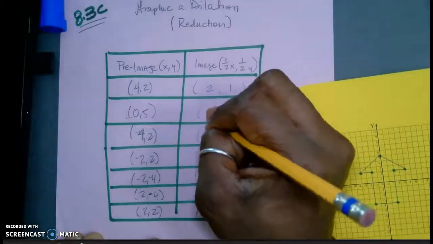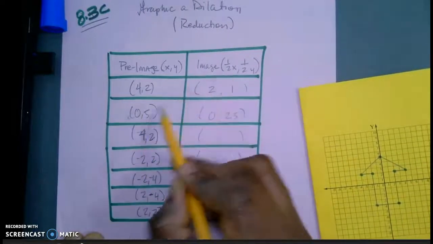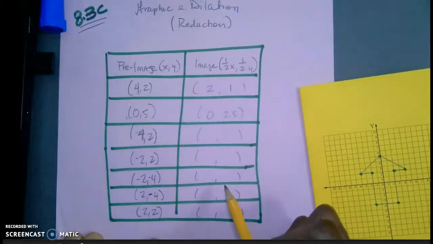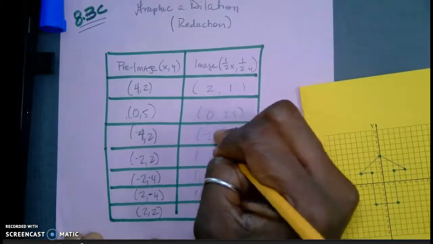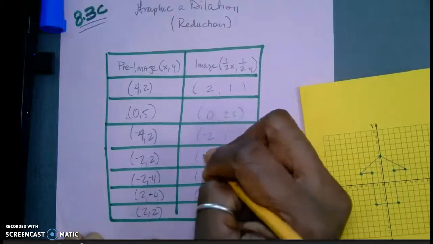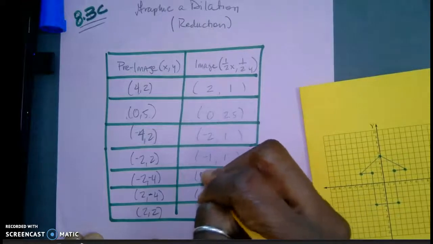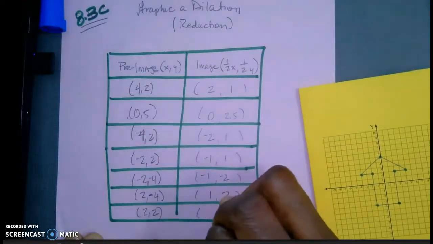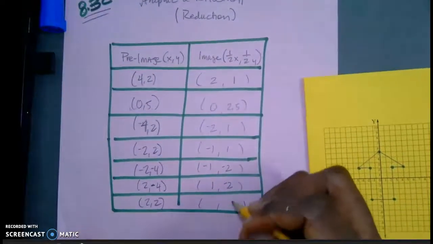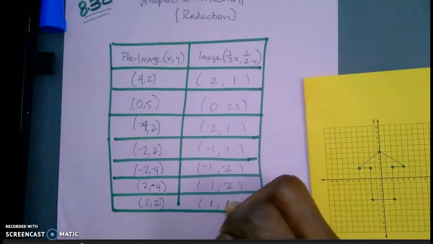The next being (0, 2.5). Again, simply multiplying 5 times 1/2. We have (-4, 2) is going to become (-2, 1). We have (-1, 1). We have (-1, -2), (1, -2). And this is simply just following integer rules, okay? Then we have (1, 1).